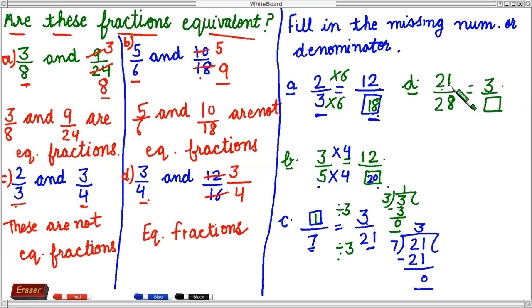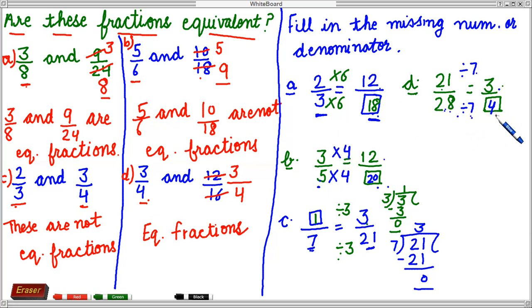So what we will do? We will divide. But we have to find out by which number we should divide. So see, 3 times 7 is 21. It means we divided 21 by 7 and we got 3. So here also we divide this number by 7. 28 divided by 7 will be 4. 7 times 4 is 28.